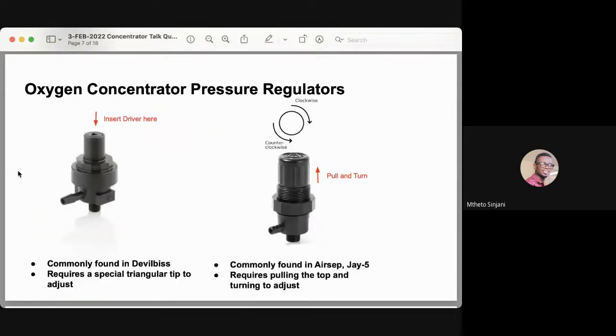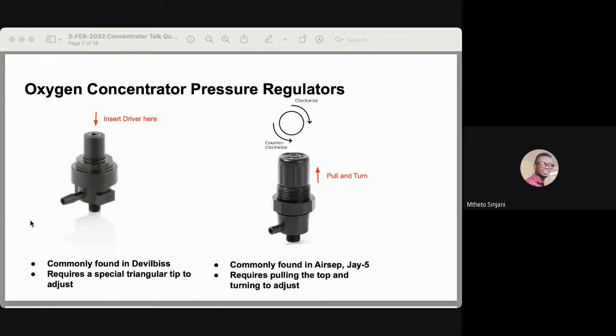So these are the two common ones. The one on the left is commonly found in a Devilbiss concentrator and requires a triangular tip to adjust. And there's a red toolbox on the next slide that I would advise you to get for oxygen concentrator repairs. It has all the necessary tips, the Allen key, the torques, and many more.